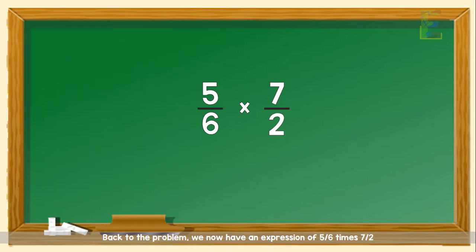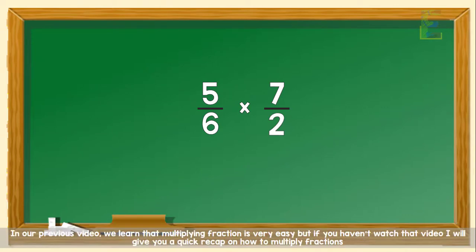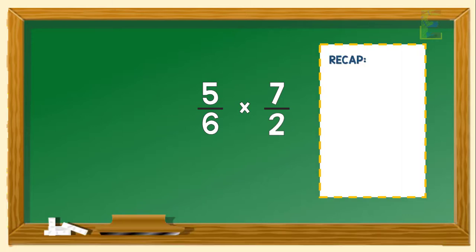Back to the problem, we now have an expression of 5 over 6 times 7 over 2. In our previous video, we learned that multiplying fractions is very easy, but if you have not watched that video, I will give you a quick recap on how to multiply fractions. To multiply fractions, all we have to do is multiply the numerators and the denominators of the fractions, and then simplify the result if possible.